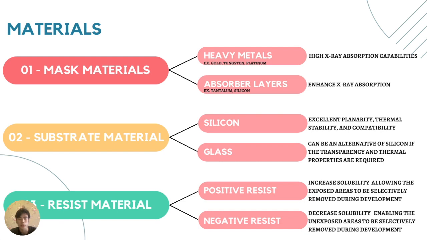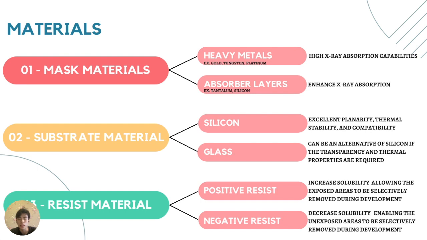Next is the substrate material. The substrate material is usually silicon, since it has excellent planarity, thermal stability, and compatibility. But if transparency and thermal properties are required, glass can be used instead of silicon.